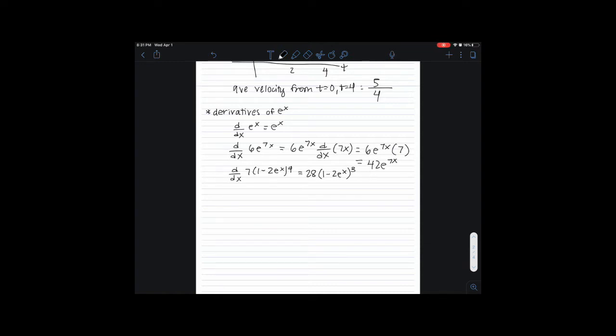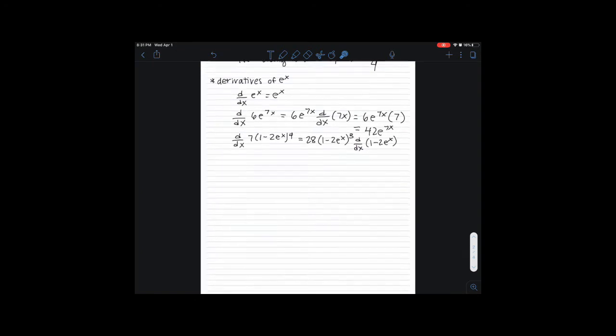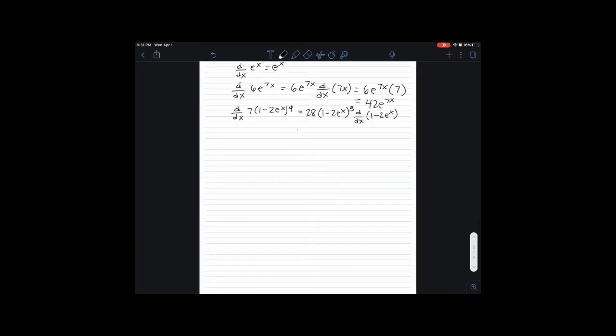Then I need to do the derivative with respect to x of 1 minus 2 e to the x, because this part here is my chain. So I would get, if I rewrite, 28 times 1 minus 2 e to the x to the 3rd, and then the derivative of this guy is the derivative of 1 minus the derivative of 2 e to the x. The derivative of 1 is just 0. And then the derivative of negative 2 e to the x is just negative 2 e to the x.